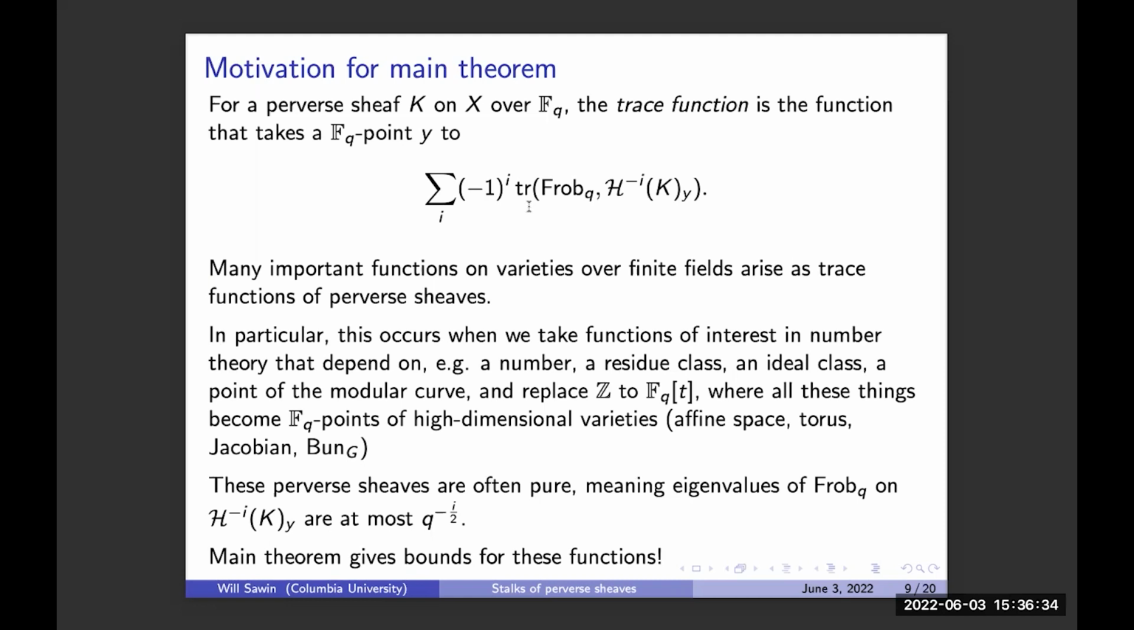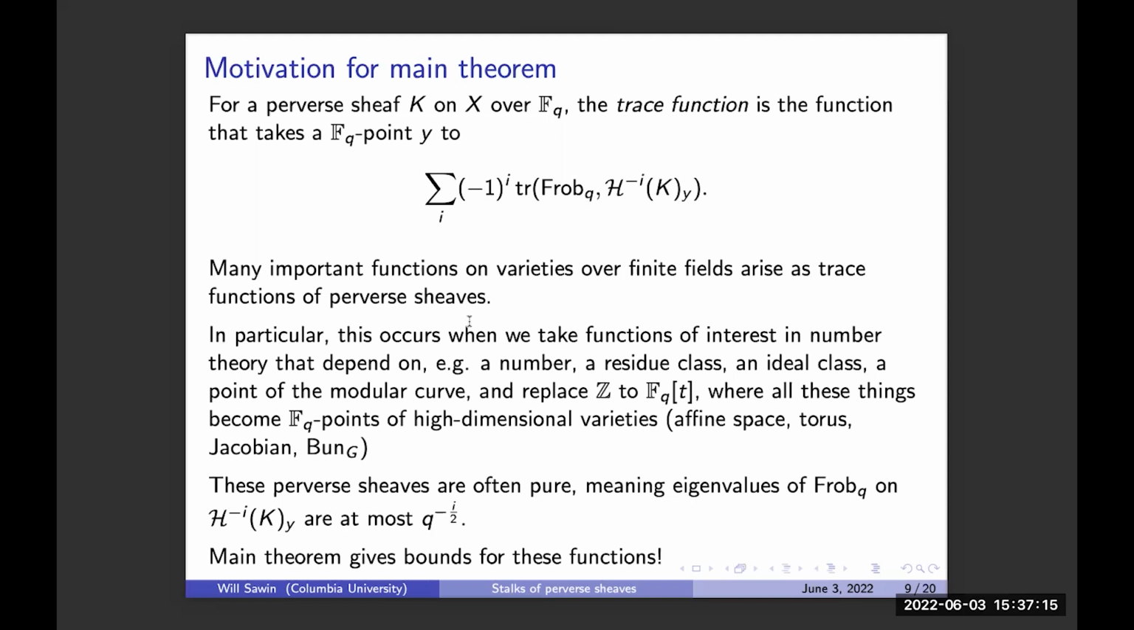So this definition might at first appear somewhat arbitrary, or at least a little bit arbitrary if you've seen, I don't know, the Lefschetz fixed point formula, maybe a little bit less arbitrary. But it turns out that a remarkably large amount of functions of interest in mathematics are trace functions of perverse sheaves. So this occurs a lot in number theory, and also in representation theory, and it also occurs a ton in number theory associated to polynomials over finite fields.